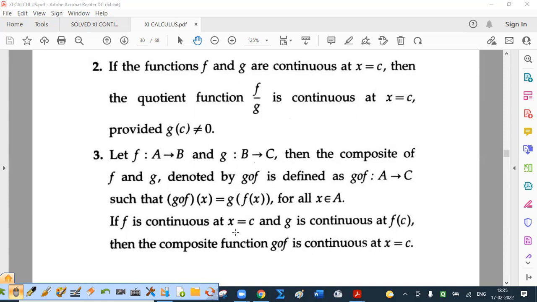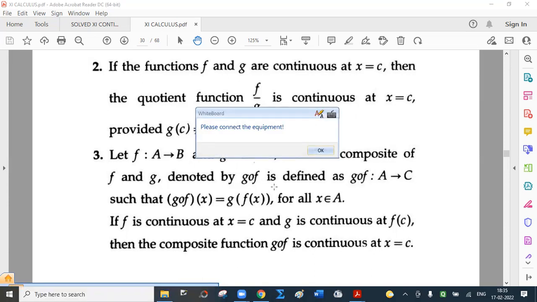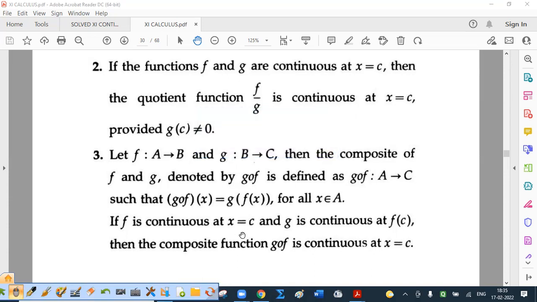If function f is continuous at x equal to c and g is continuous at f of c, you have to use common sense. See, function is continuous at x equal to c means f of c is defined. And in that case, g of f of c should also be defined. See, g is continuous at f of c. Then the composite function is also continuous at x equal to c.